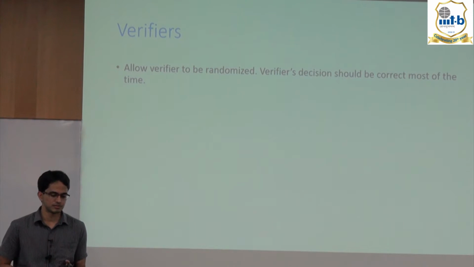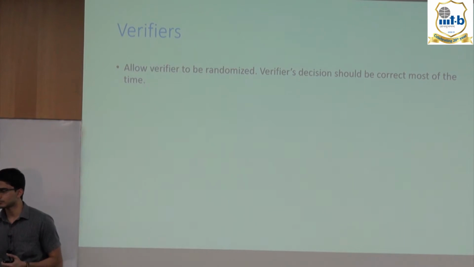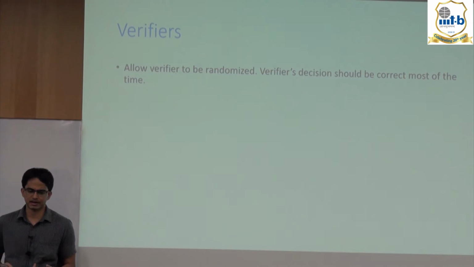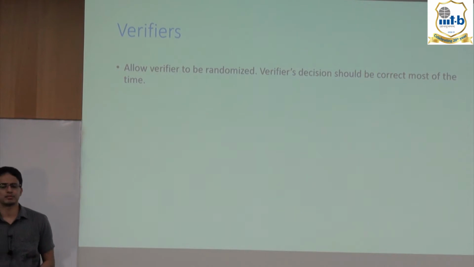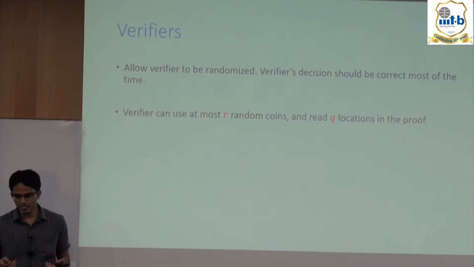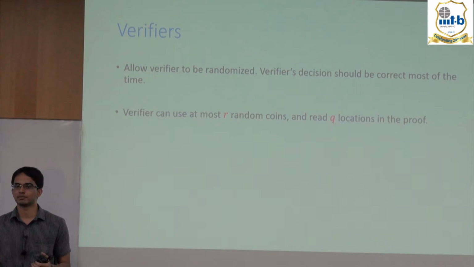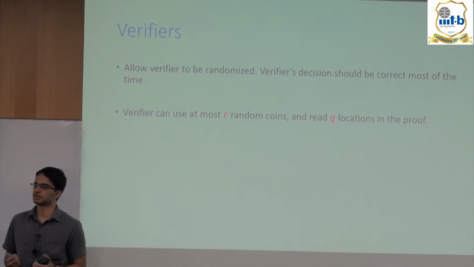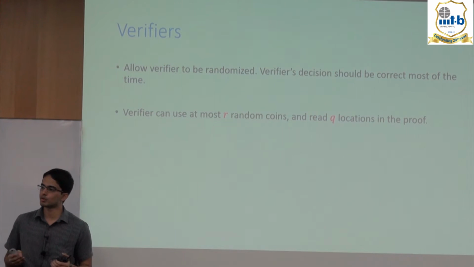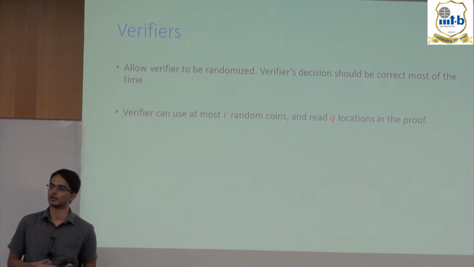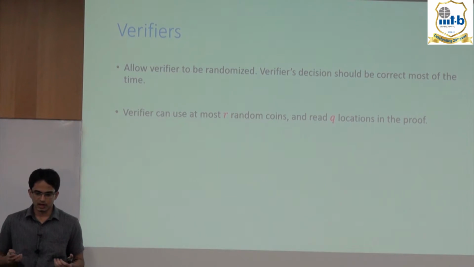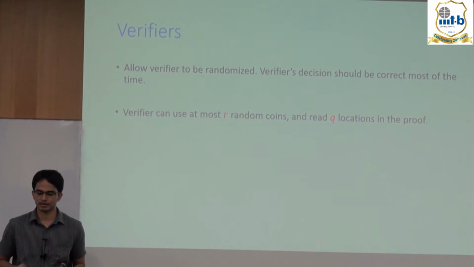So here also we'll allow the verifier to be randomized, and we'll say that the verifier needn't always be correct, but it should be correct most of the time. We'll formalize what all these things mean. If you want to be really formal, let's say there's a parameter r, so that the verifier can toss r random coins and make some decision based on that. Let q be the number of locations that the verifier is allowed to look at.